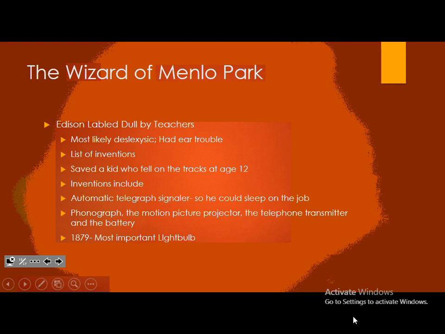The phonograph was another invention by Mr. Edison, as well as the motion picture projector, the telephone transmitter, and the battery. And we're going to be using some of Edison's batteries, as well as his ability to harness electricity and make the light bulb, his most important invention, 1879.